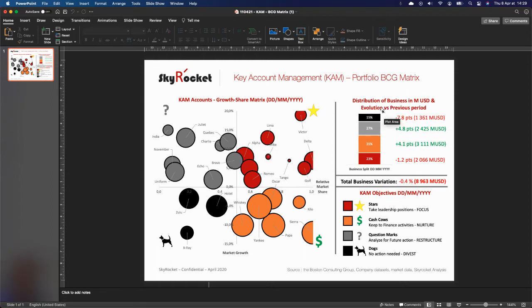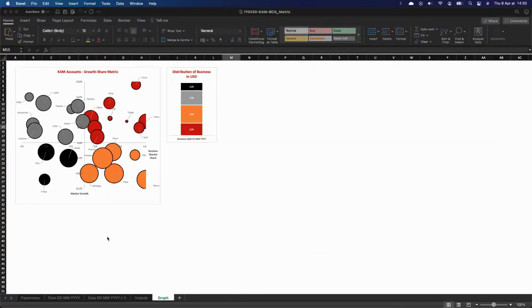On the right here, you can see the evolution of the business compared to the previous period. It just gives a sense of where the money is and how that's growing in different segments, which is quite nice to know. That's the total business variation that you would have on the market, and then explanations here in terms of the theory. So let's dive into the Excel model itself.